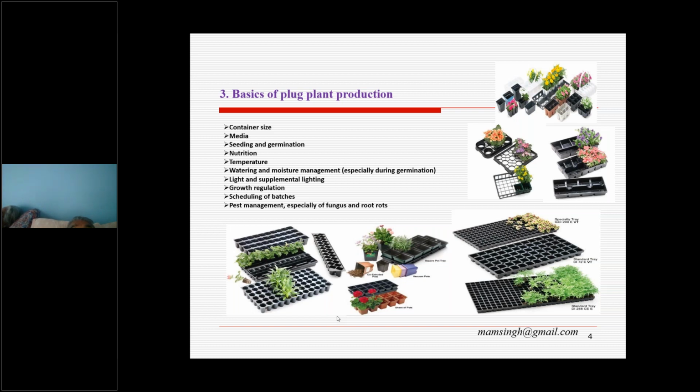Sometimes the upper crown portion is growing faster as compared to the roots. At that time we need to retard the growth a bit, by suppressing a little irrigation, increasing the temperature, and also using a growth retardant at a very precise concentration. So this can be growth regulation, which in turn decides the schedule of batches and supply to the market. So this is very important.